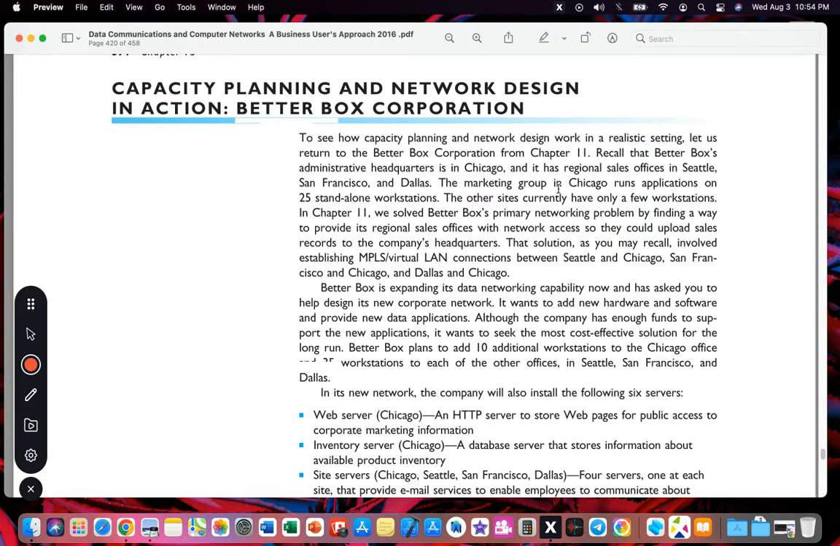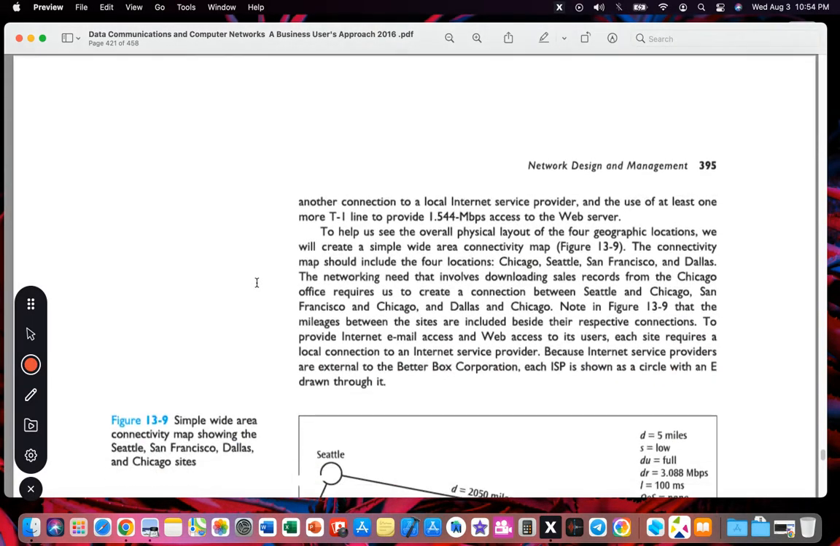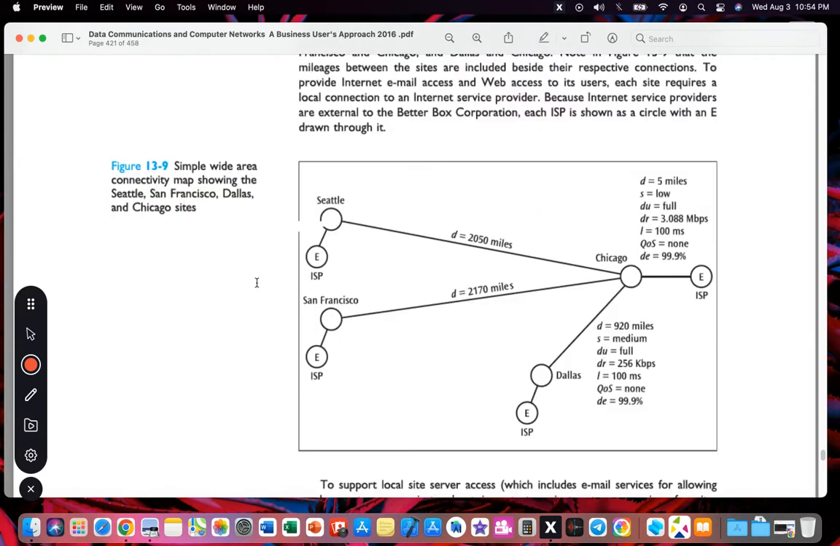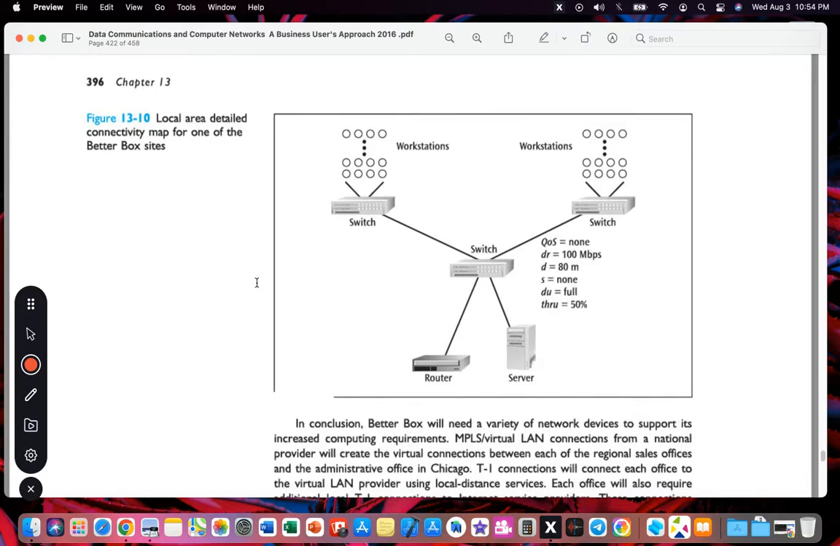Capacity planning and network design in action. And here we go, an example. This is really useful to spend some time on reading, but we are skimming the book, so we don't really pay attention to every single detail. We'll just focus on the milestones or the main areas.